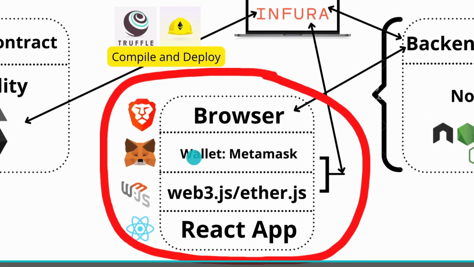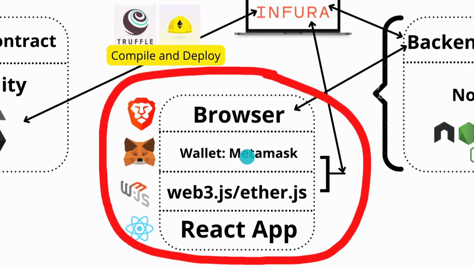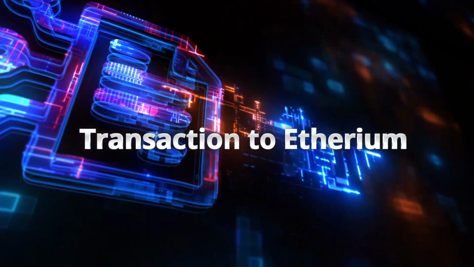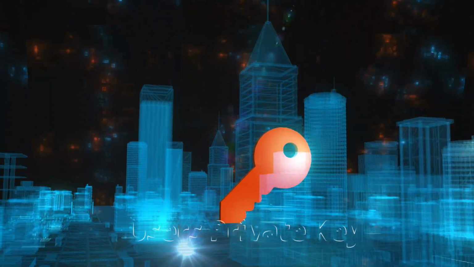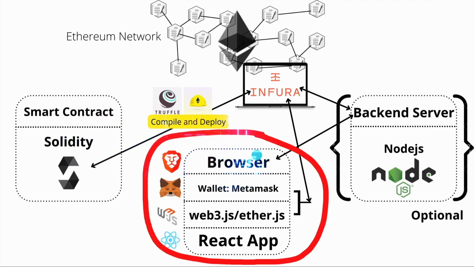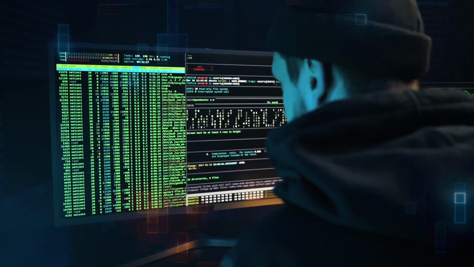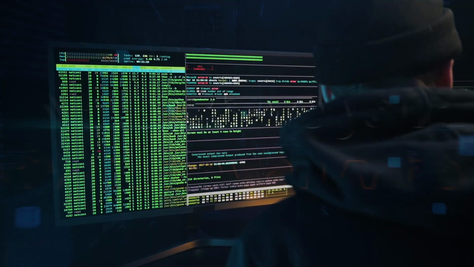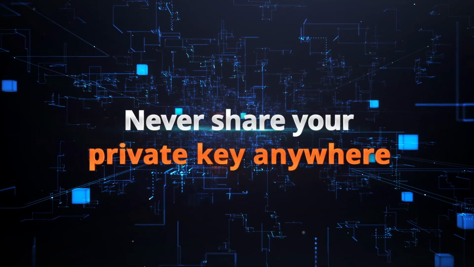Here we have a wallet, MetaMask. If you've ever used a decentralized application yourself, you probably have used MetaMask. Why is this necessary? Remember, any interaction with a smart contract is a transaction to Ethereum. And any transaction to Ethereum is signed with a user's private key. And how can the website access this private key? It would be a big security issue if users just insert a private key on the website. Please, never share your private key anywhere.